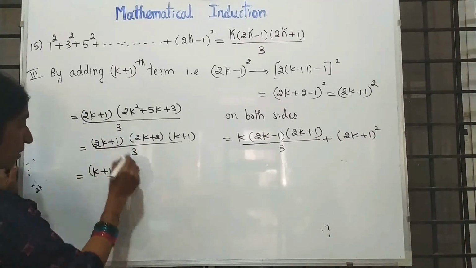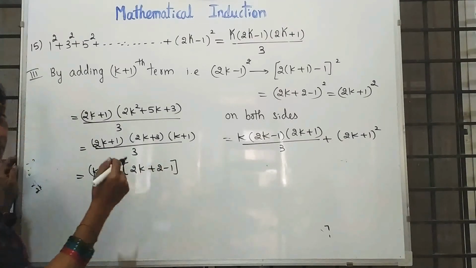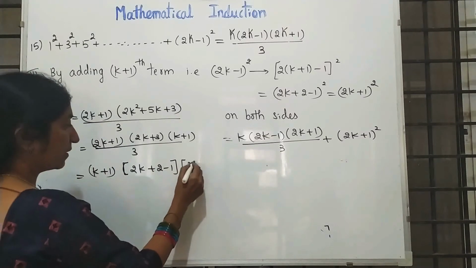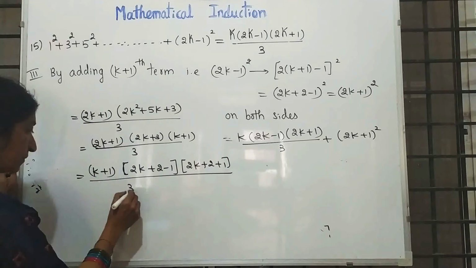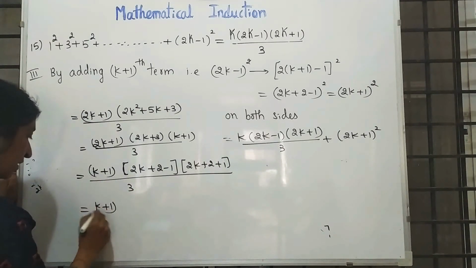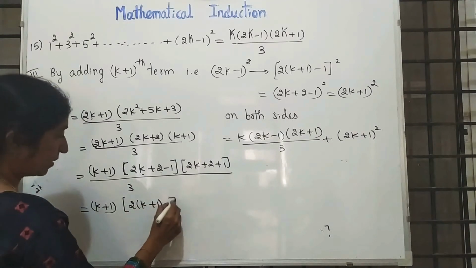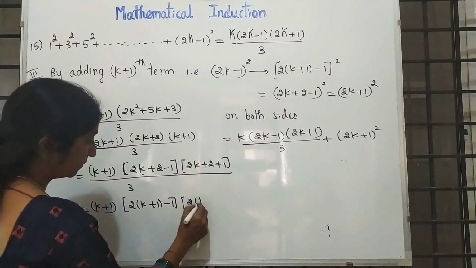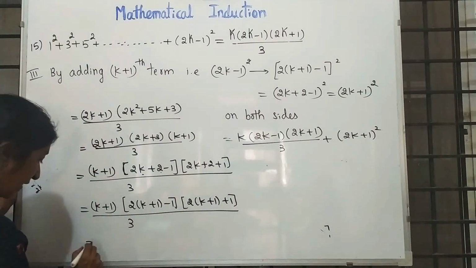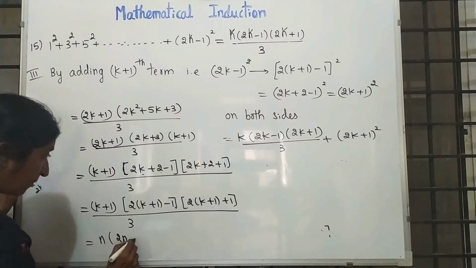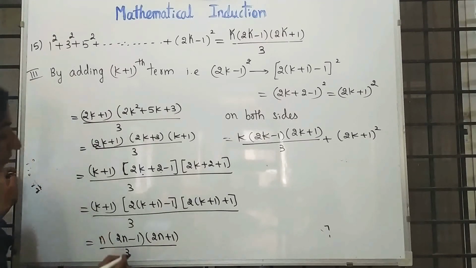Next bracket is 2k+2−1. Whatever the k coefficient is, the next number will be the same. Then 2k+3 will be written as 2(k+1)+1. This is k+1 as it is. In these two terms, 2 is common: 2(k+1)−1, and 2(k+1)+1, whole divided by 3. Wherever k+1 is there, write it as n, and check it; this is the required result.